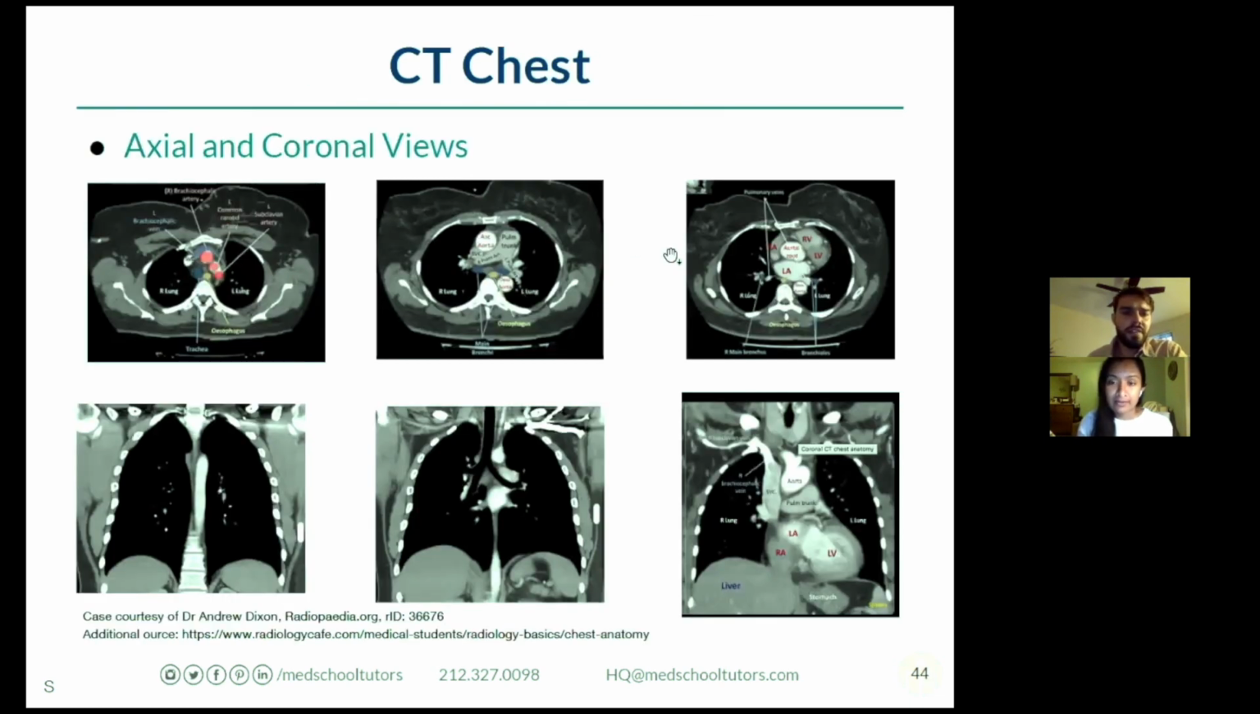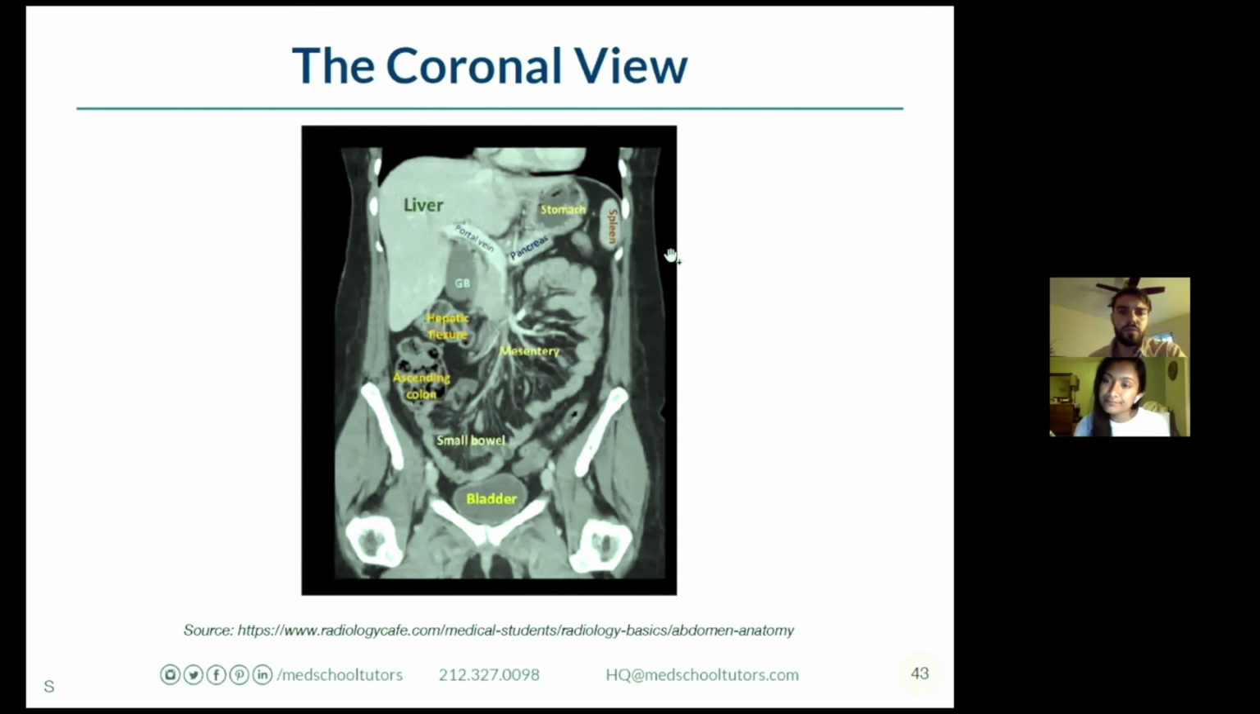Yeah, and I would say if they are going to give you these different slices, they're going to test you on the most common things, bread and butter stuff often. Yep. So free air under the diaphragm, things like that, that would translate to some degree. Yep.